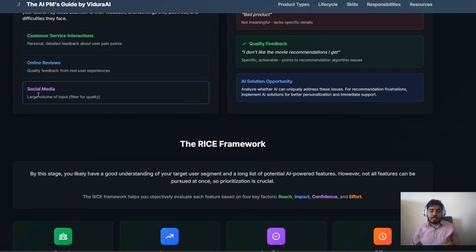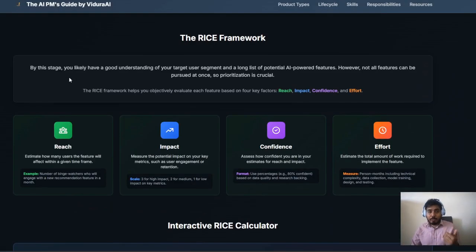After knowing the customer, we move on to our RICE framework. By this stage, you are likely to have a better understanding of your user segments and the potential AI-powered features, which I talked about in the last videos. However, not all of these can be achieved at once, so we have to prioritize them one by one. This RICE framework, simply put: R is for reach, I is for impact, C is for confidence, E is for effort. Reach, impact, confidence, effort.